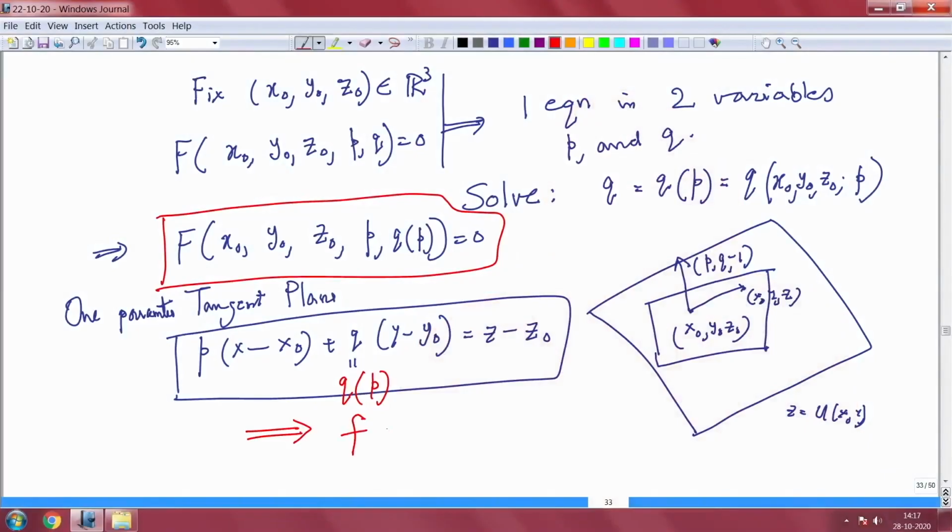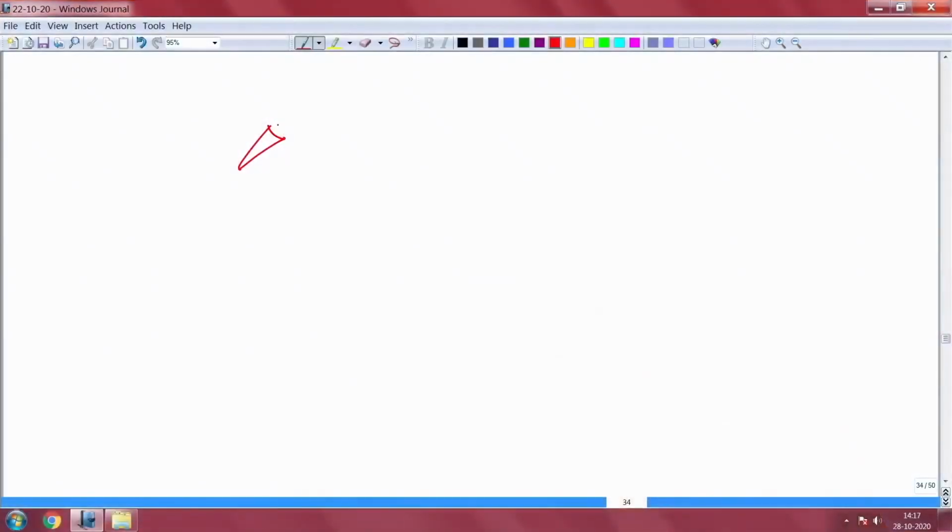This gives you a field of cones. You get that, right. For fixed p, you have a q and you have a plane. As p changes, you will have a one parameter family of planes, all passing through x naught, y naught, z naught, and it produces a cone. So, for every point you will have a cone.